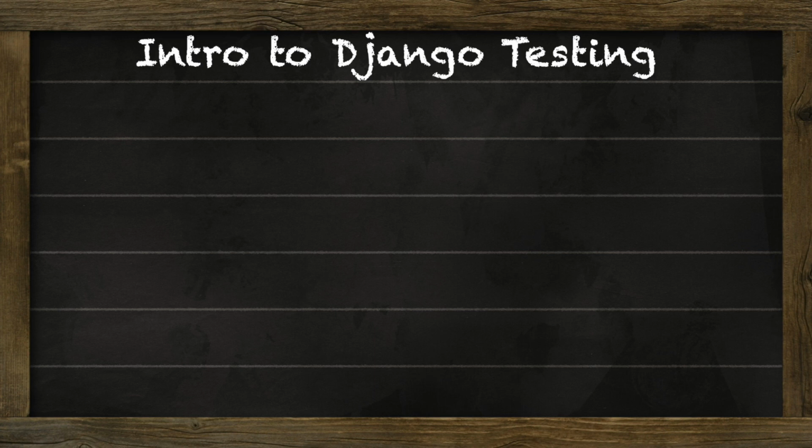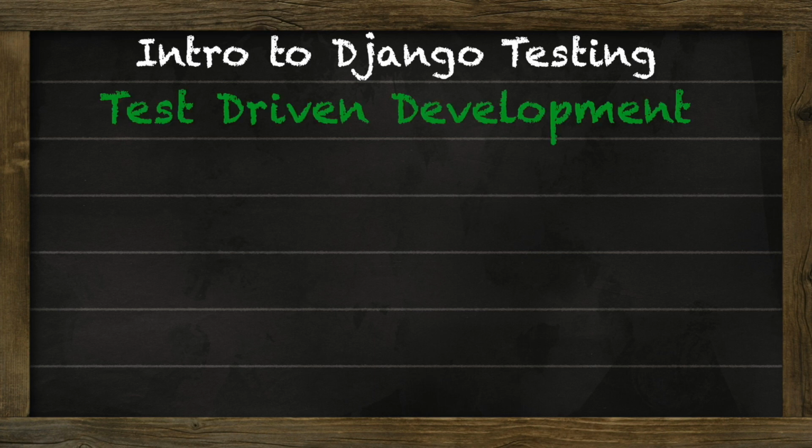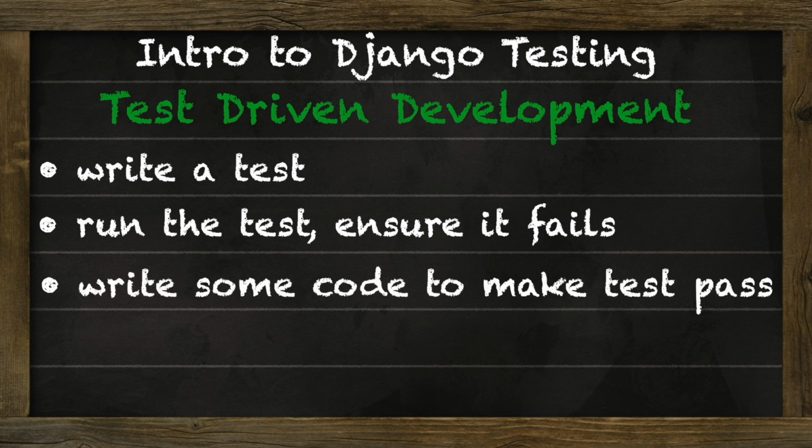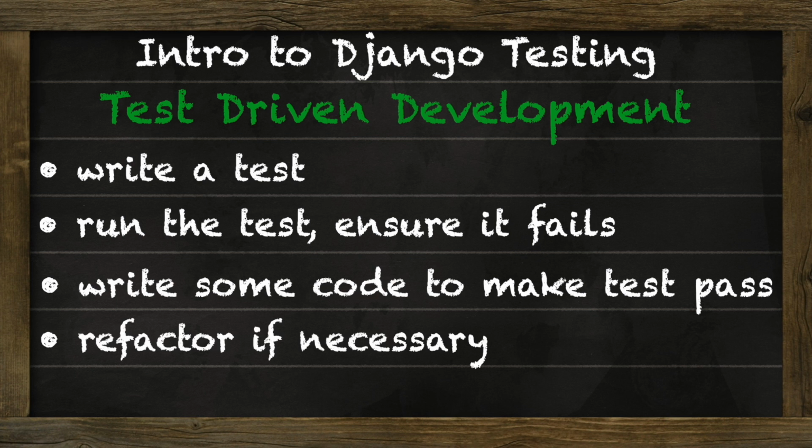There are two paradigms when it comes to testing. In organizations that adhere to strict agile principles, they enforce test-driven development, which entails: step 1, we write a test. Step 2, run the test, ensure it fails. Step 3, write just enough code to get the test to pass. Then step 4, refactor if necessary.